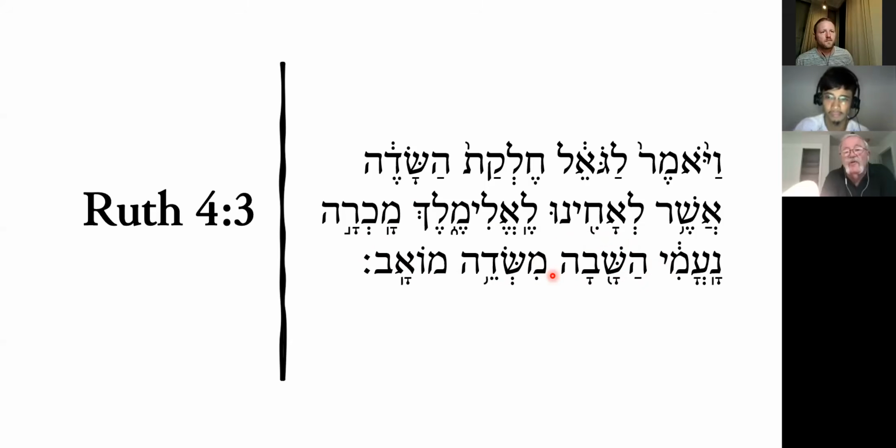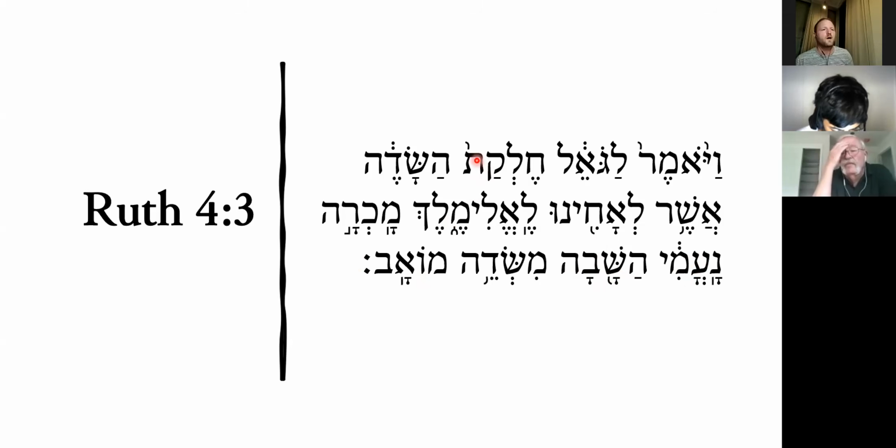When she returned from the fields of Moab. So it's not really temporal, it's identity. It's not saying when she returned, but the one who returned. Naomi, the one who returned from the fields of Moab.